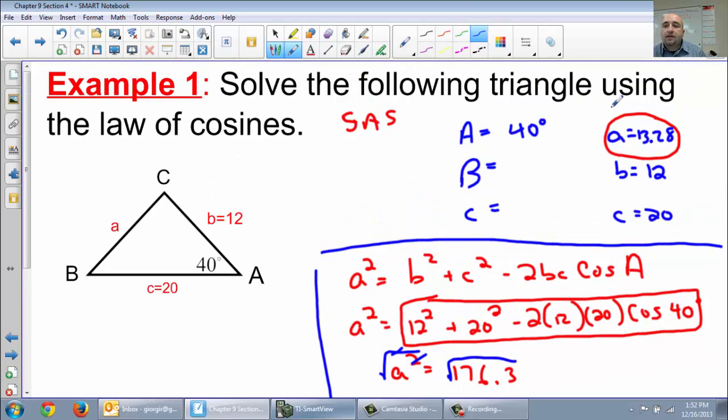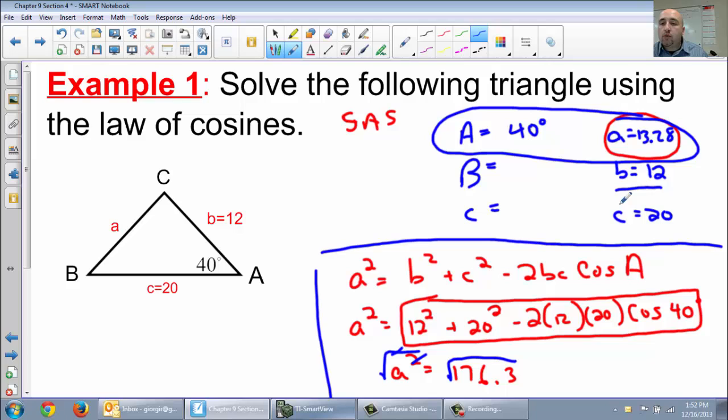Now, if you notice, I now have a set. I can now go back and do the law of sines. Now, the trick is, once you go back to the law of sines, you want to do the smaller of the two first. So I have a 12 and a 20 left. I'm always going to start with the smaller one.